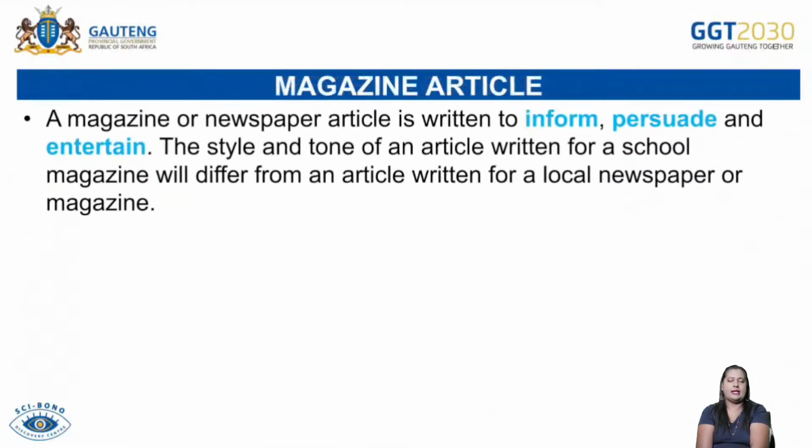Thereafter, we go into the magazine article, and we're saying to you, the magazine article or the newspaper article is written to basically inform somebody about something, persuade an audience, or entertain that audience. Right, and therefore 3 different things can be done with this article, and therefore the style, the tone, the audience will be different, and you need to take note of that.